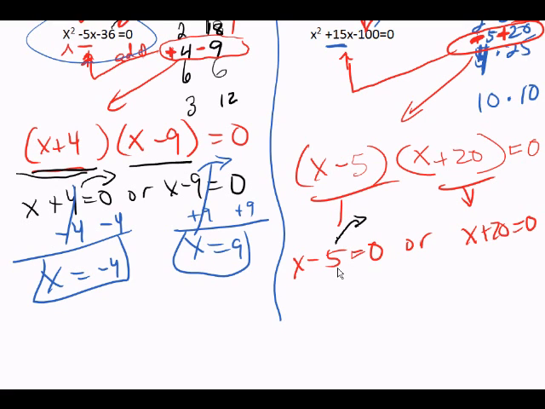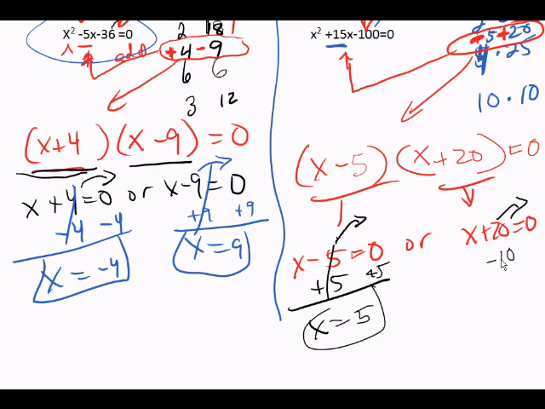And we solve for x, and we get the 5 to the other side. It's a minus 5. How do we get it to the other side? Do the opposite. We add 5, we get x equals 5. Here we get the 20 to the other side. It's a plus 20, so we subtract 20, and we get x equals a negative 20. So we factored and solved. Here are my two answers for this one.